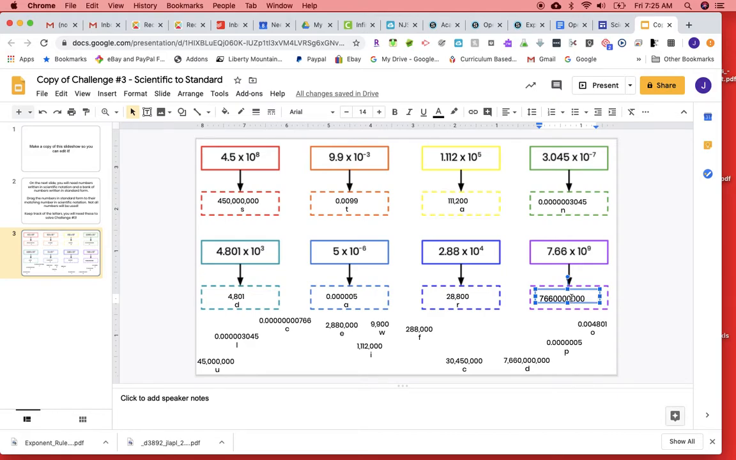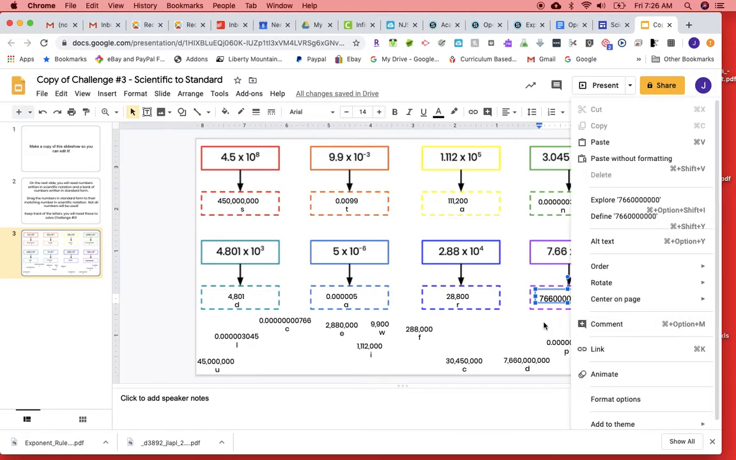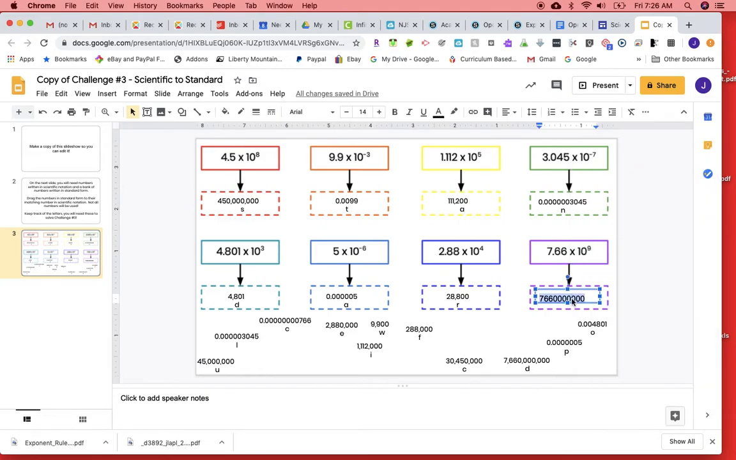and 9. So if we're finding what this number would actually be, let's put our commas in. 7,660,000. I'm sorry, 7,660,000,000 would be our answer. So let's see here. This is our match. So I'll delete this one, and we'll drag this one up.